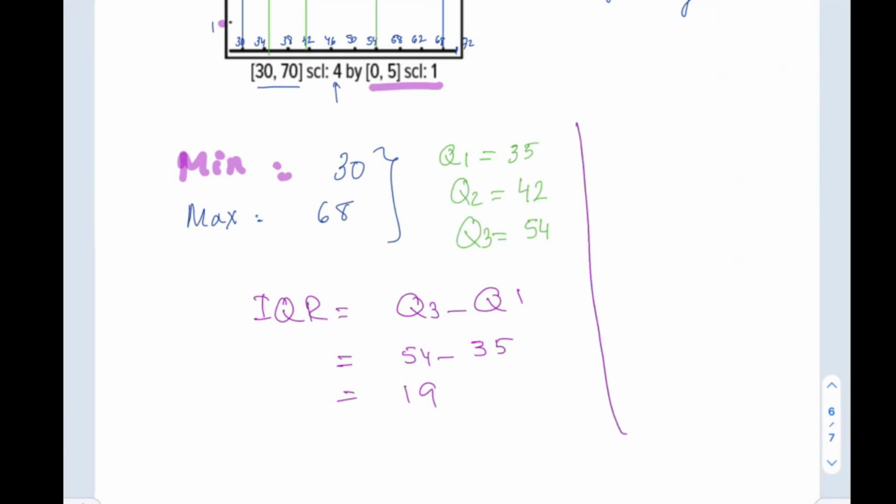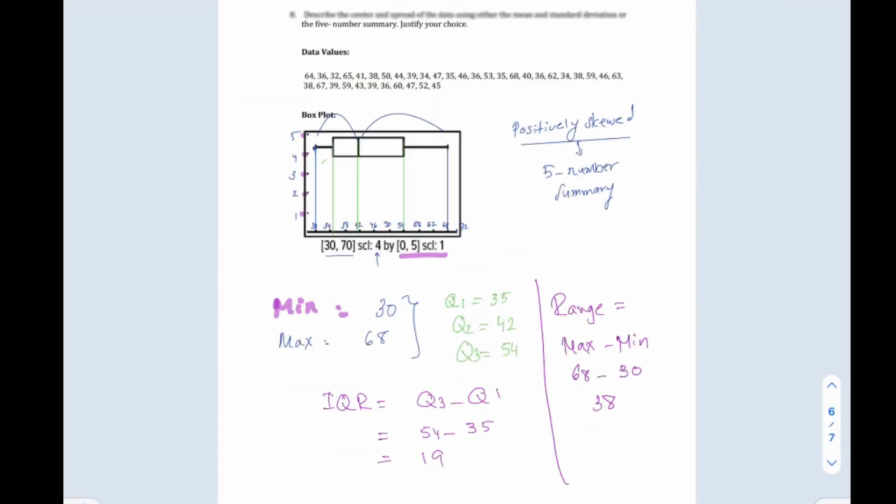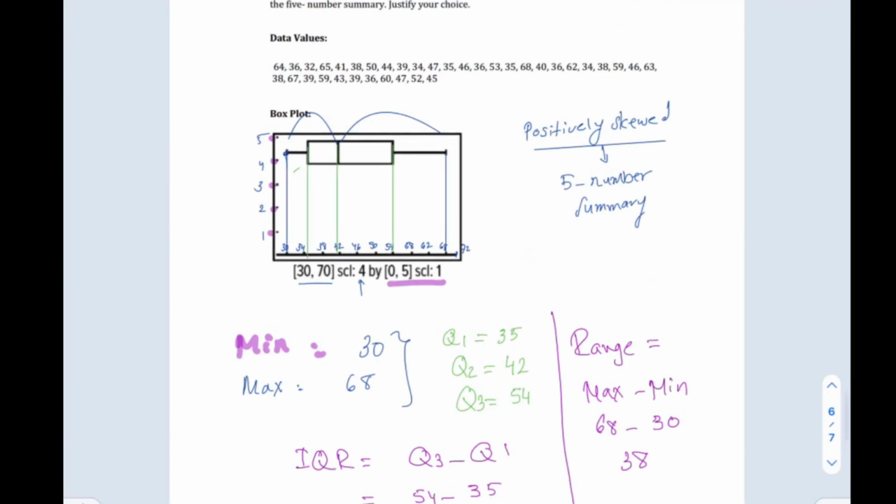It's different than the range itself. Range is generally maximum minus the minimum. And our maximum was 68, our minimum was 30. So we can subtract, it will be 38. But it's not one of the 5-number summary. But that's for your information.